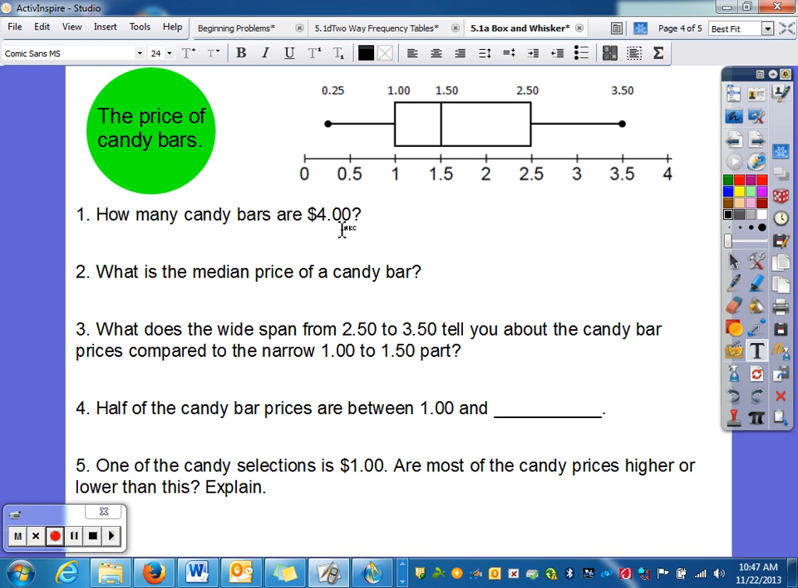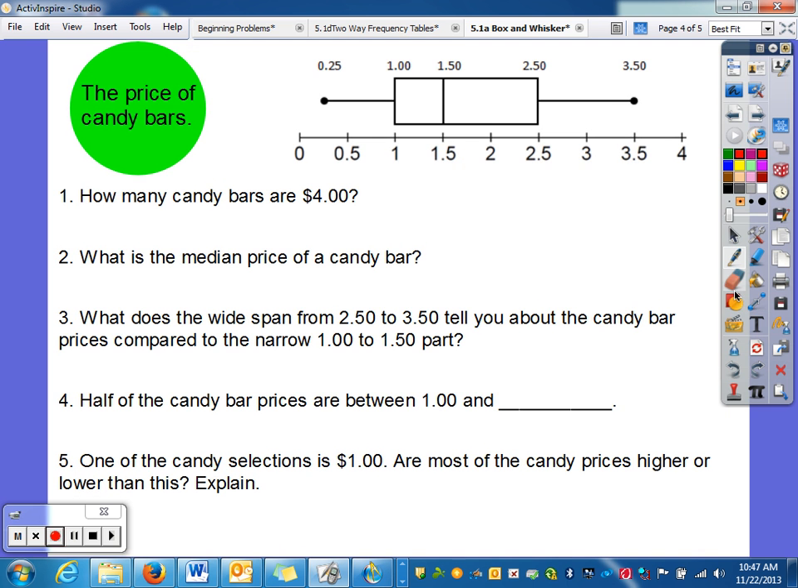So the first question is, how many candy bars are $4? Well, if you take a look at your box and whisker plot, your maximum is at 3.5. So if you would analyze this, this is your max, this is your min. Okay. So how many candy bars are 4? Well, the box does not reach that far, so that is 0.